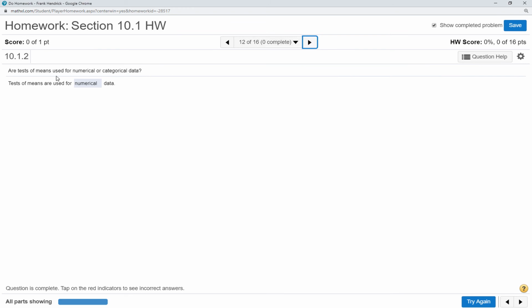A test of means is used for numerical or categorical data? Numerical data.